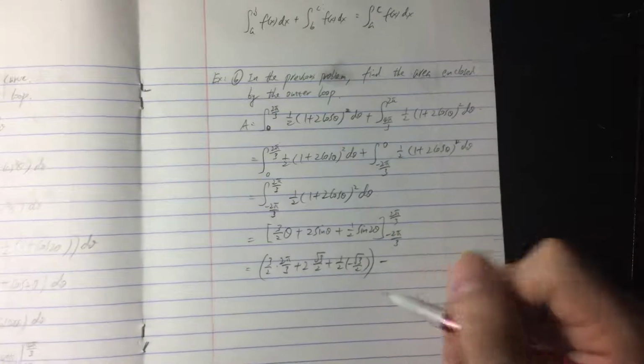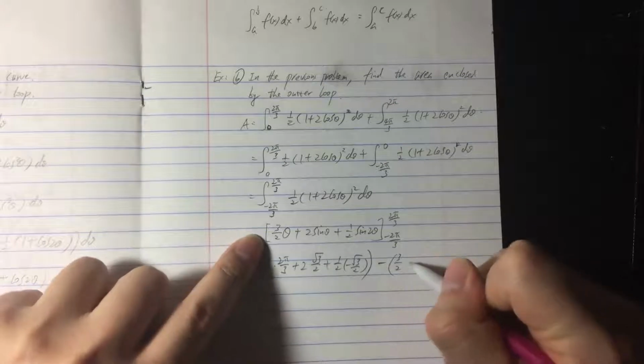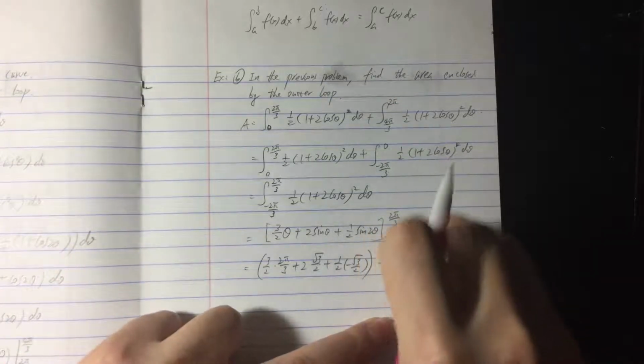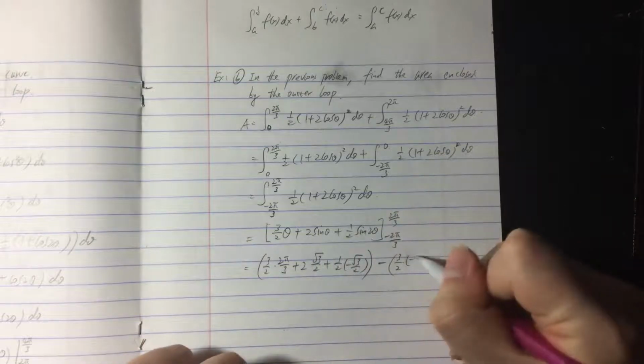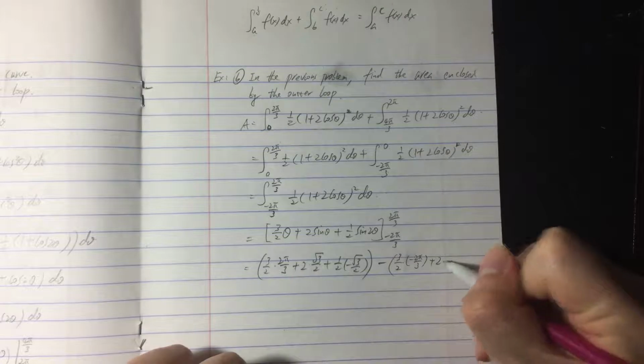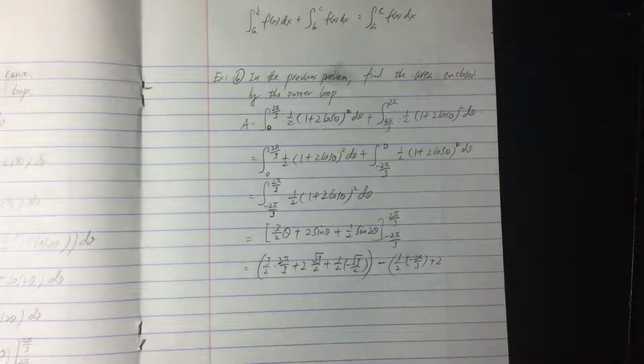When we plug in negative 2 pi over 3, I get 3 over 2 times negative 2 pi over 3 plus 2 times sine negative 2 pi over 3. What's sine negative 2 pi over 3?